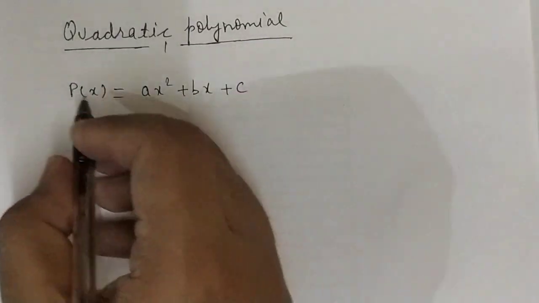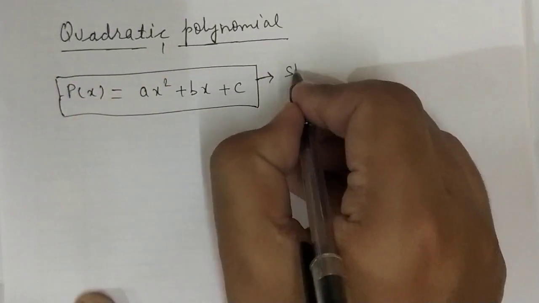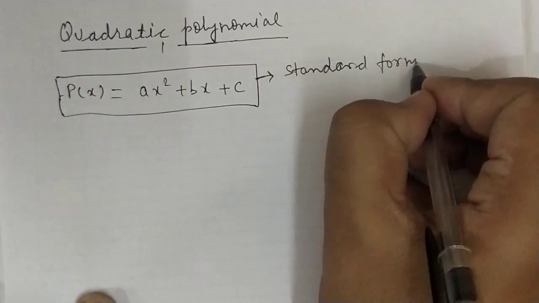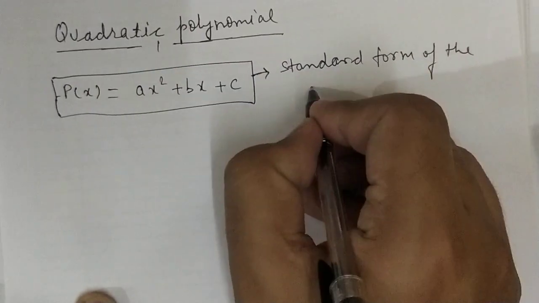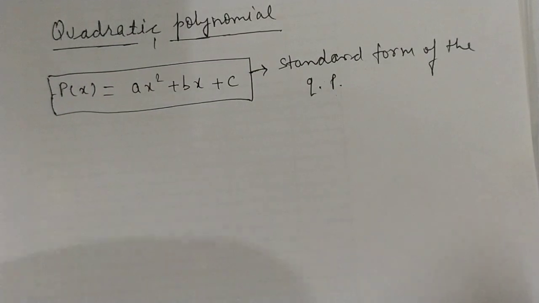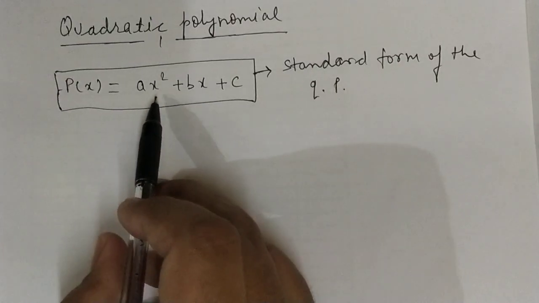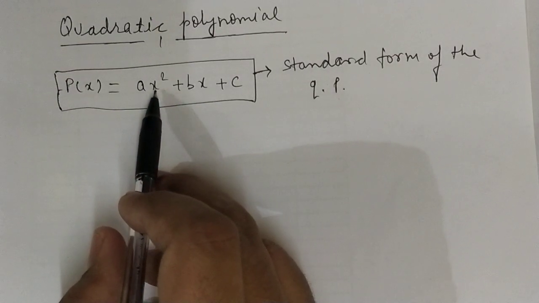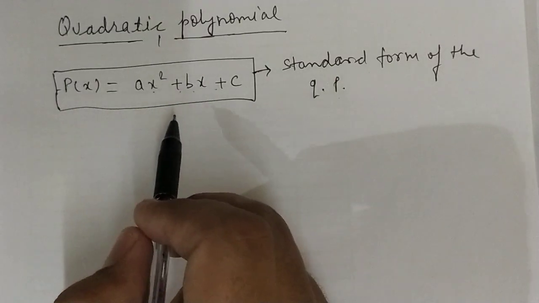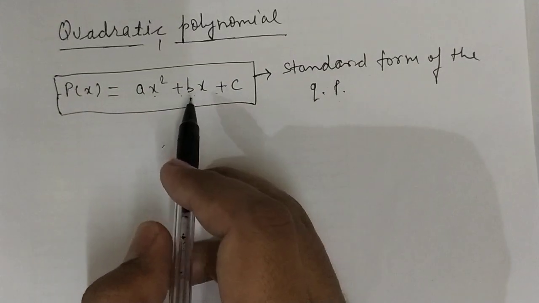Clear? So this is the standard form of any quadratic polynomial. Clear? Now if you see here we have three terms. First term ax square, then bx, plus c. So we can define the quadratic polynomial with this standard form also.